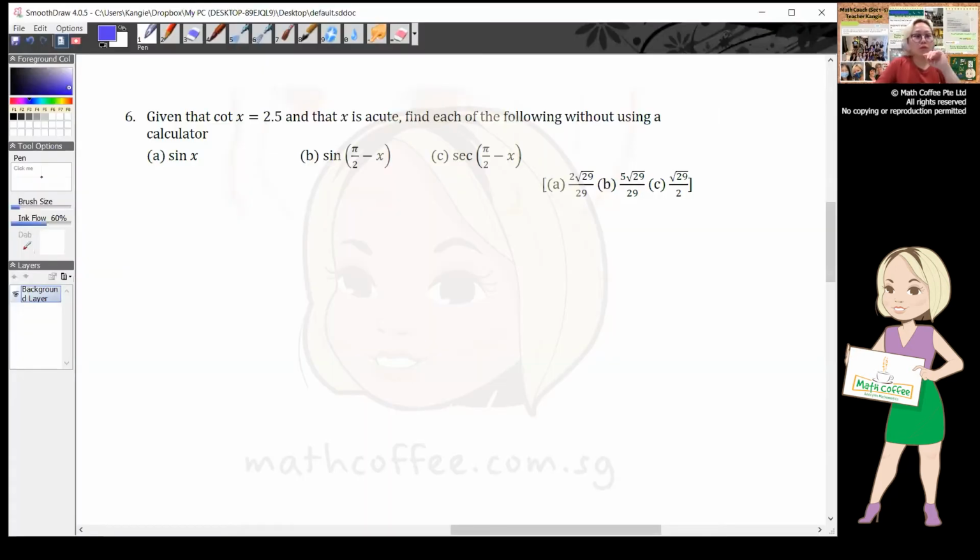Question 6, I'm not going to go through. I just want to highlight 2 things. First, 2.5: students don't know what to do. So 2.5, you press the calculator, it will actually give you 5 over 2. See, you have numerator, you have denominator. So it's the same.